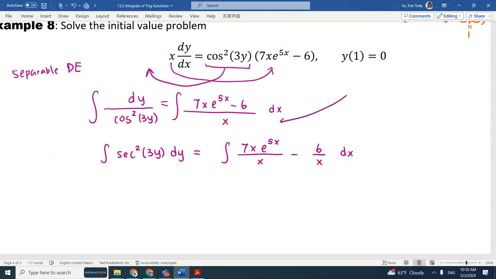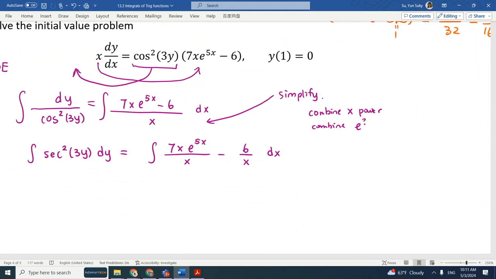First, everybody, make sure you simplify. If you have some x power, we want to combine the x powers. Or if you see some exponential functions, you also want to combine the exponential functions. And therefore here, look at the first term. You see x and x. That actually makes the problem easier because now you just integrate e to the 5x. If you have an x power multiplied by e to the 5x, you actually need to do integration by parts. So here, after we do the calculation, the problem actually becomes simpler.